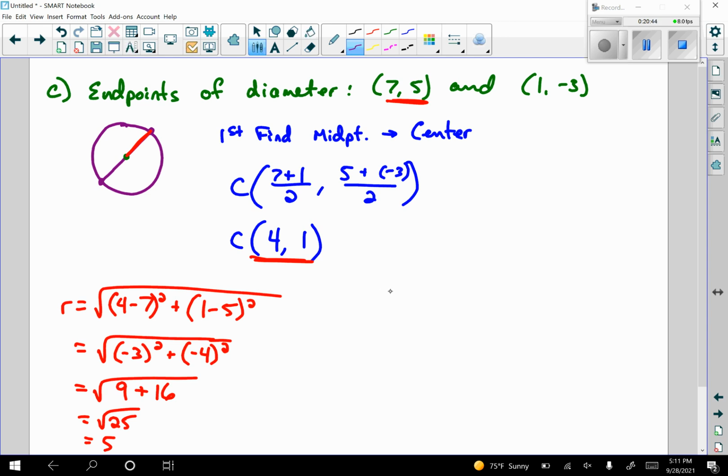So then our equation is x minus 4, that quantity squared, plus the quantity y minus 1 squared. That would equal 25.